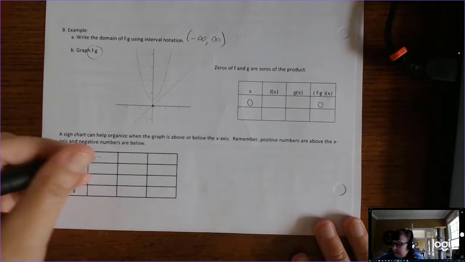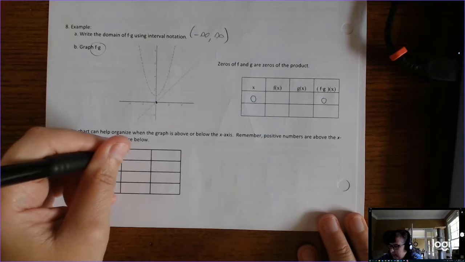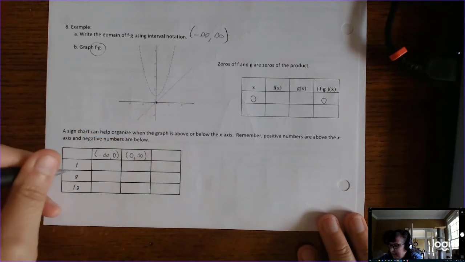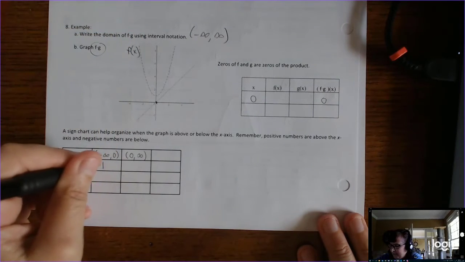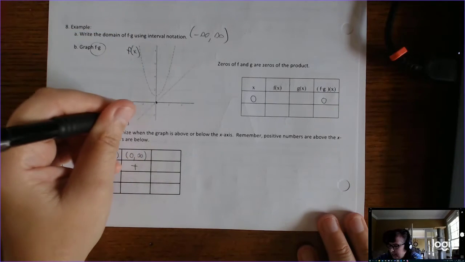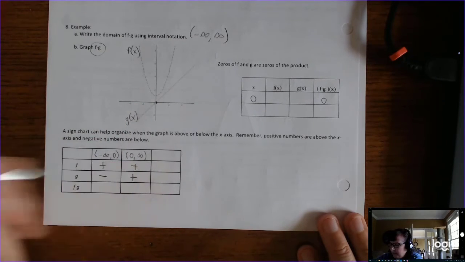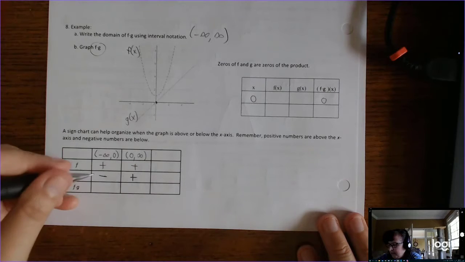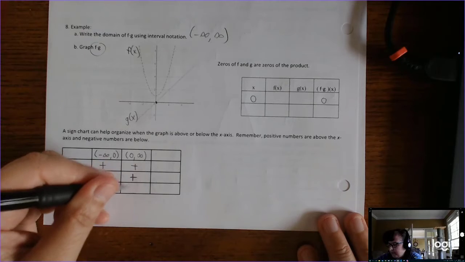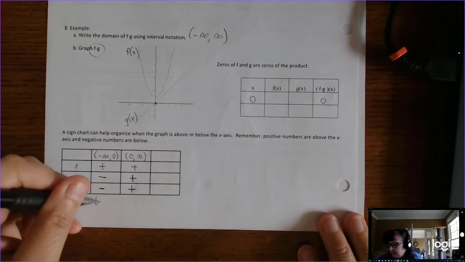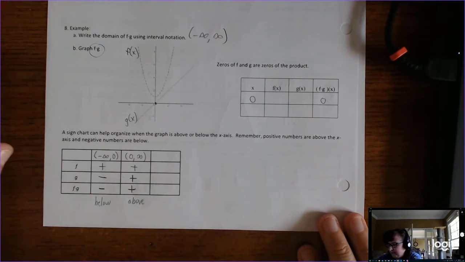Alright, so this means that you're only going to have negative infinity to 0 and then 0 to infinity. And f is above the x-axis all the time. And g is below the x-axis to the left of 0 and above the x-axis to the right of 0. So then a positive times a negative is a negative, and a positive times a positive is a positive. So this means it's below the x-axis. This means it's above the x-axis.